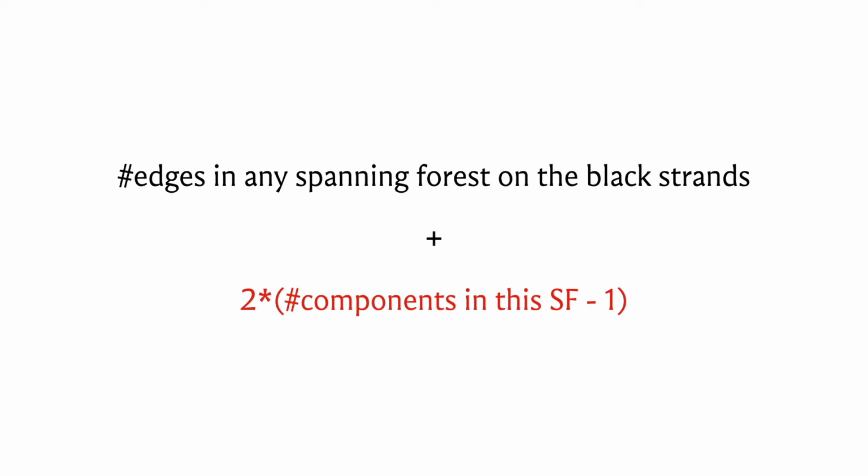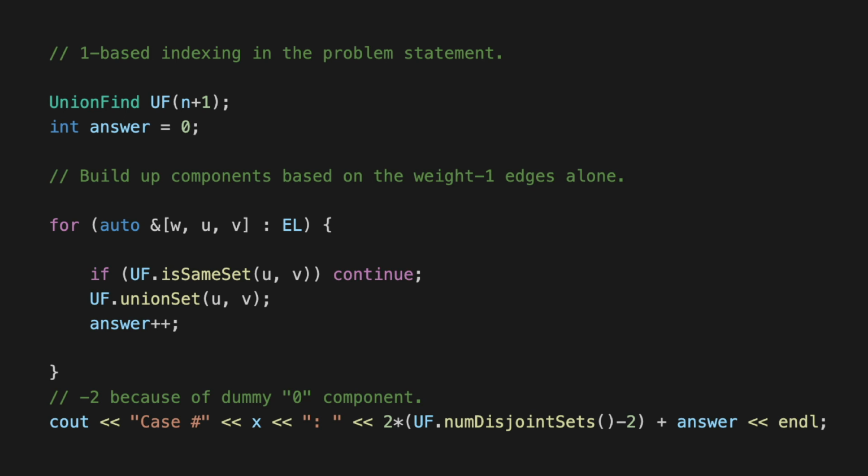So you want to make sure that you can compute both of these quantities here, the first being the number of edges in any spanning forest on the black subgraph. The second is the number of components in the spanning forest. Fortunately, we already know how disjoint set union as a data structure can help us keep track of both of these things. So let's actually go ahead and take a look at the key part of the implementation.